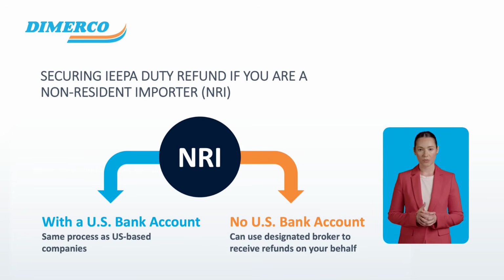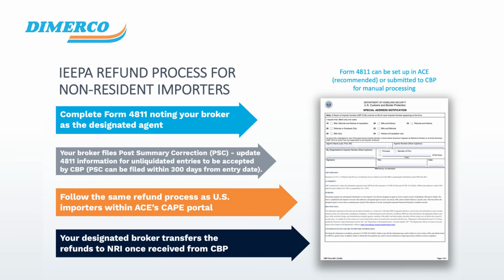If your company is based outside the United States, here's how the process can work. If your company is a non-resident importer but you have a U.S. bank account, the refund process is exactly as we have described. However, foreign companies without a U.S. bank account must take an additional step. Since CBP won't deposit funds into a foreign bank account, those companies can appoint their designated broker to receive their refunds. Here's how it works.